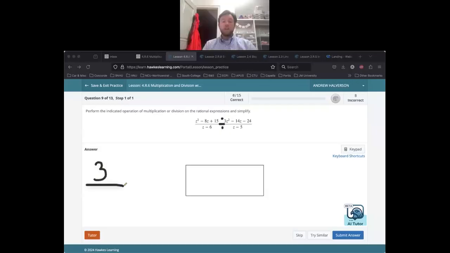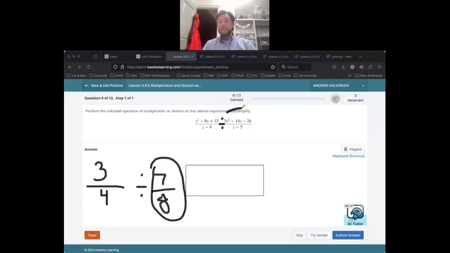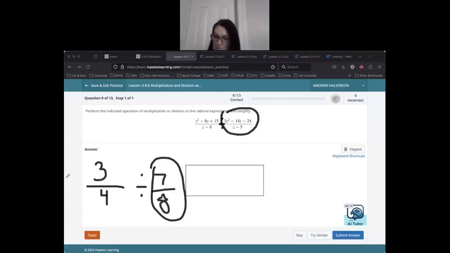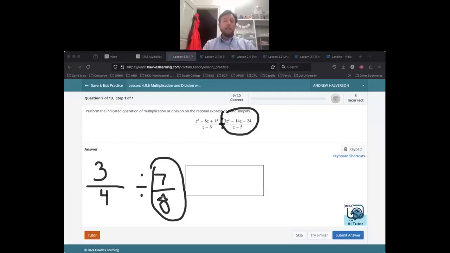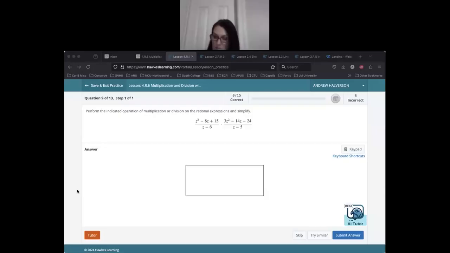Let's do an analogy. Suppose I have 3/4 and I divide it by 7/8. When we divided regular fractions, which one did we flip? Just the right one. The left one stayed alone. Same thing. If you have a division, you just flip that right one. That's it. Only the right side. And then after that, factor, cancel out your common factors.